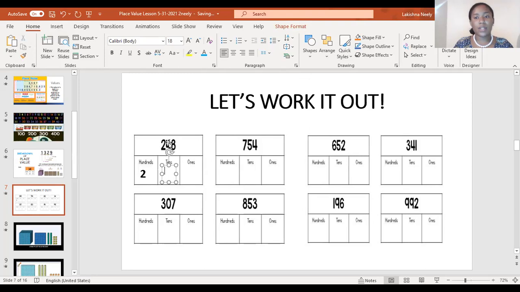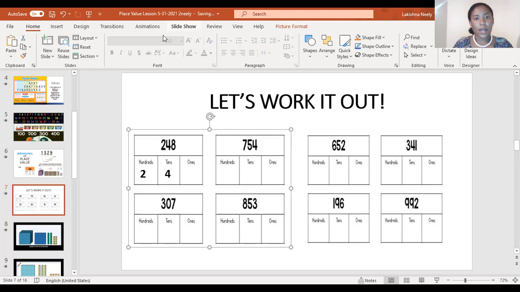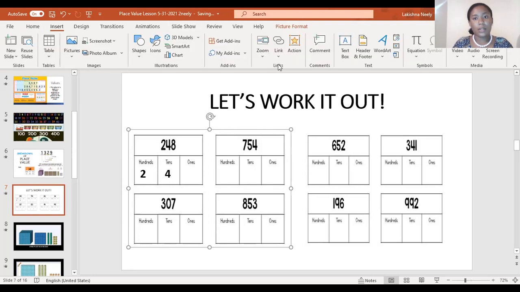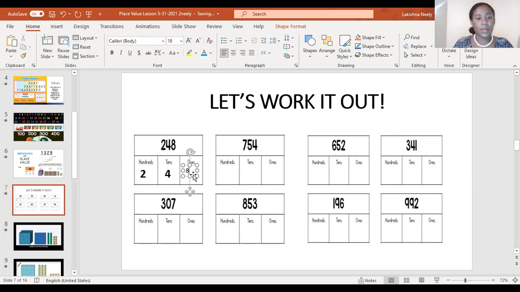248. The number has to give off a value of 10. 10, 20, 30, 40, 50, 60. Yes, correct. So the number 4 will go in the tens column because it gives us off a value of 40. Now let's look at the ones column. We have to find a number that goes in the ones column. And that number is 8.